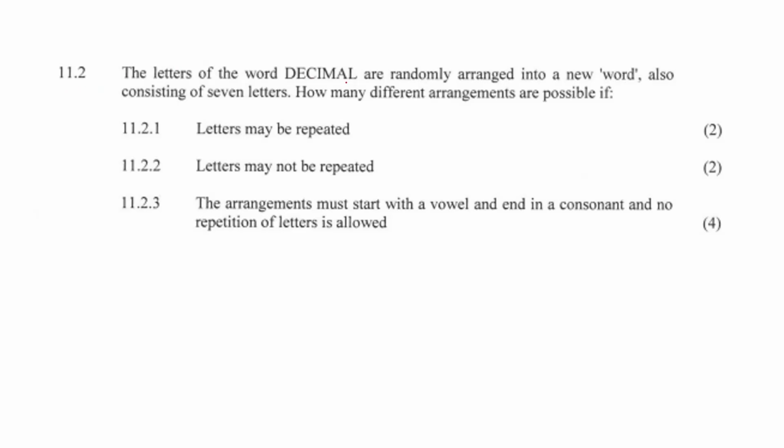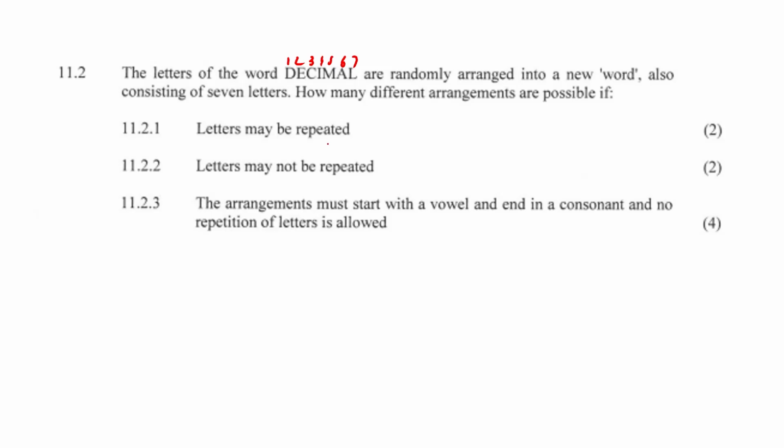Question 11.2. The letters of the word "decimal" are randomly arranged into a new word, also consisting of 7 letters. How many different arrangements are possible if, question 11.2.1, the letters may be repeated, 11.2.2, may not be repeated, and then an interesting 4 marker. So that's 1, 2, 3, 4, 5, 6, 7. Okay, we've got 7 different letters.